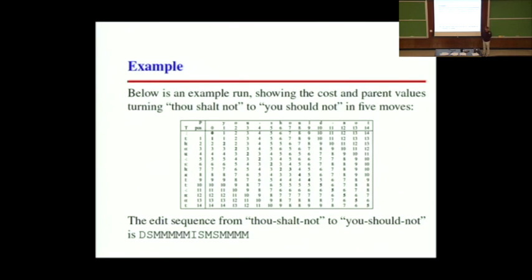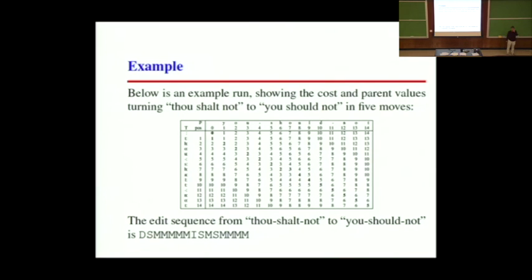How would I go about reconstructing what were the changes that were made? This is now an important question. Any questions so far? One important question is, now I know that there are 5 changes going from "thou shalt not" to "you should not." How would I figure out what those changes actually were? We figured it out by hand what those 5 changes were. But how would we reconstruct it from this dynamic programming matrix? Okay? Does anybody see an idea?